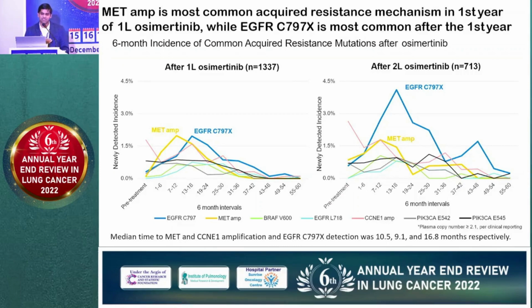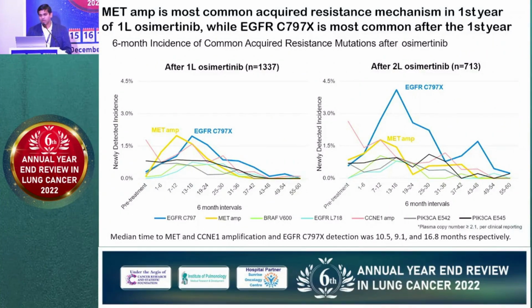So there is also a dynamic variation in the mutations. If the mutation occurs just after starting osimertinib, in the first year, it's a different mutation; if it occurs after the second year, it is a different mutation. The MET amplification is the most common acquired resistance mechanism in the first year of osimertinib, during the first 6 or 7 months. But as the patient continues osimertinib, around 18 months the curve changes and the C797X mutation becomes more common than MET amplification. So the resistance mechanism varies according to how long the patient has been taking osimertinib.